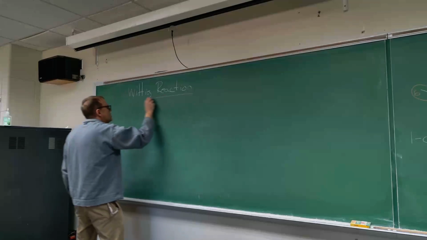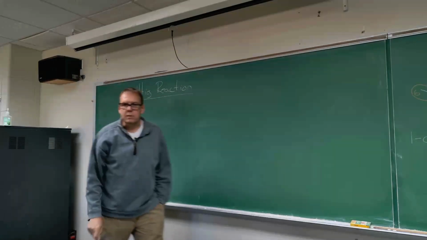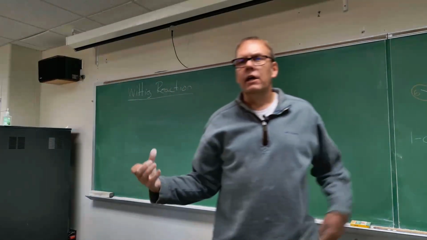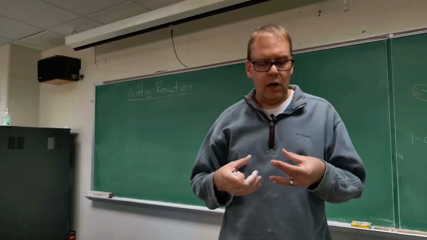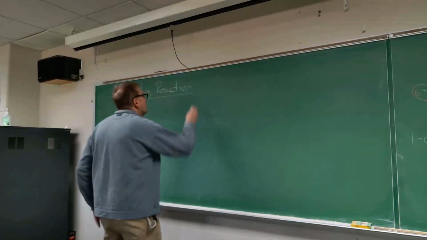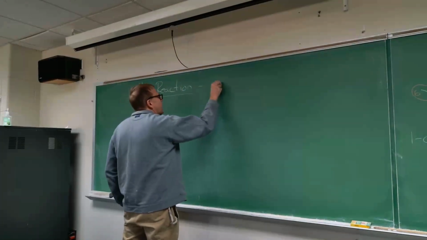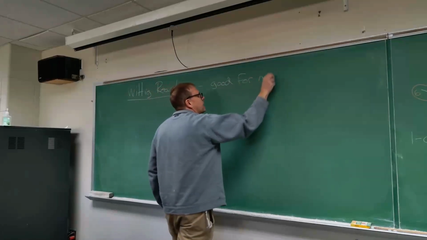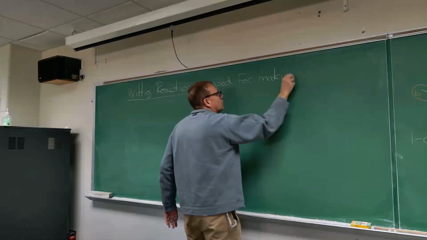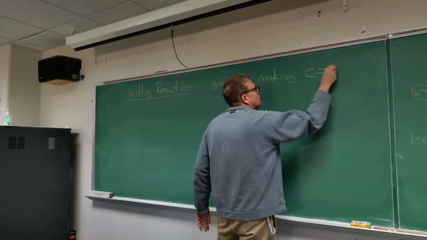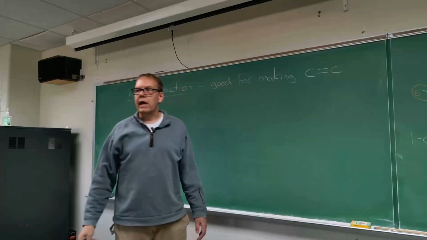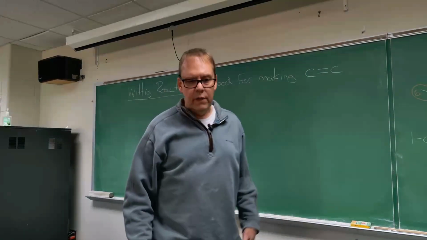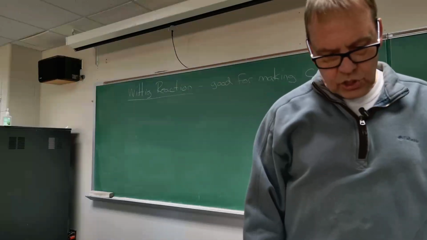The Wittig reaction is a really important one in organic chemistry. It's a powerful reaction because it allows you to stitch two pieces together and make a carbon-carbon bond. That's what this is all about. It's good for making alkenes. So if you need to make a double bond in a molecule, the Wittig reaction is a pretty good choice. It's one that's designed to do that, and it does its job pretty well.